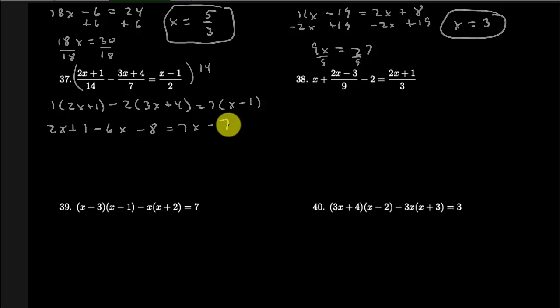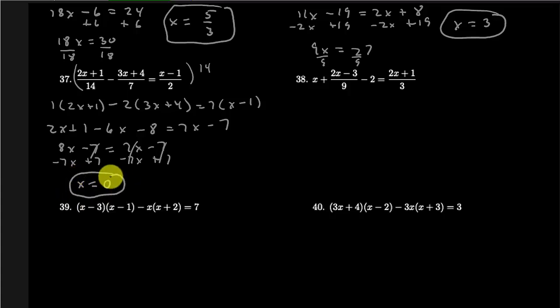Combine like terms. So that's going to be 8x minus 7 equals 7x minus 7. Subtract 7x from both sides. Add 7 to both sides. The 7x's go, the 7's go, and these 7's go too. So that's x is equal to 0. All right.